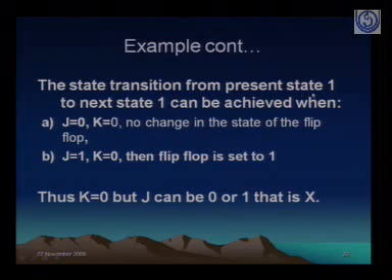When the present state is 1 and the next state you want is 1. That means you want no change. So j and k value has to be 0, 0, or in the other situation, you just set the flip-flop. So you just apply the value of j as 1 and the value of k as 0, then the flip-flop is set to 1. So in this particular case, k value has to be 0, but j can be 0 or 1. That is x.